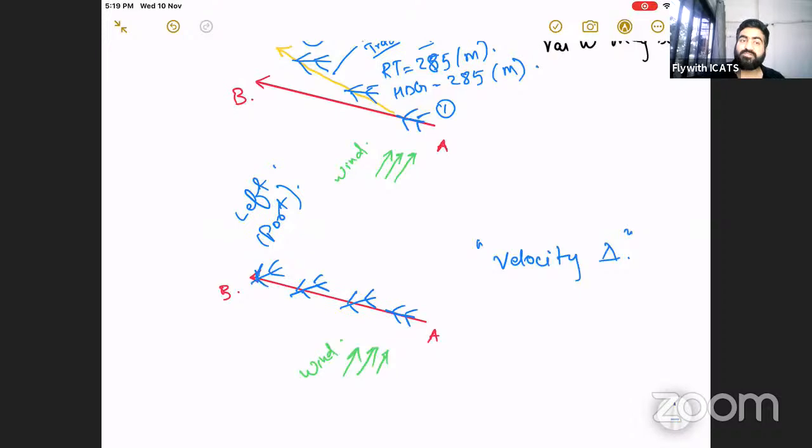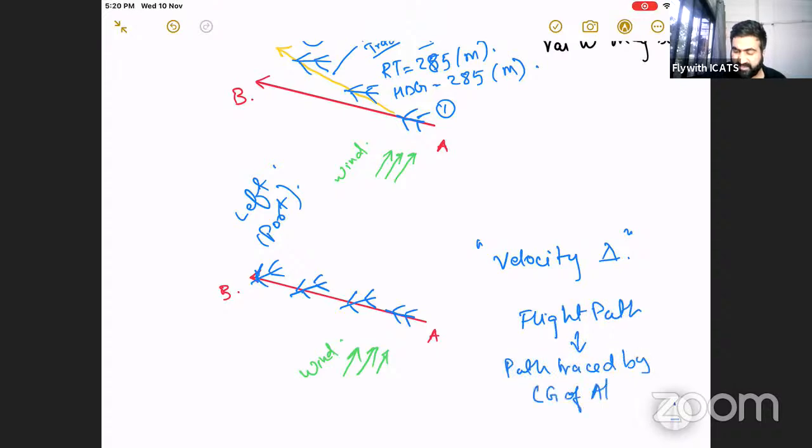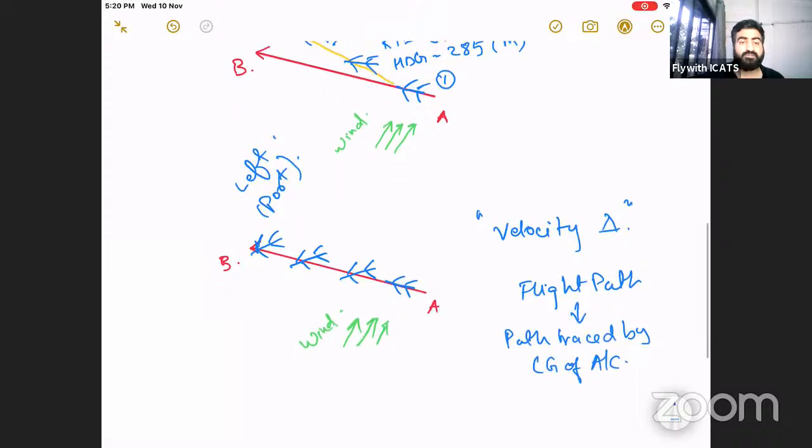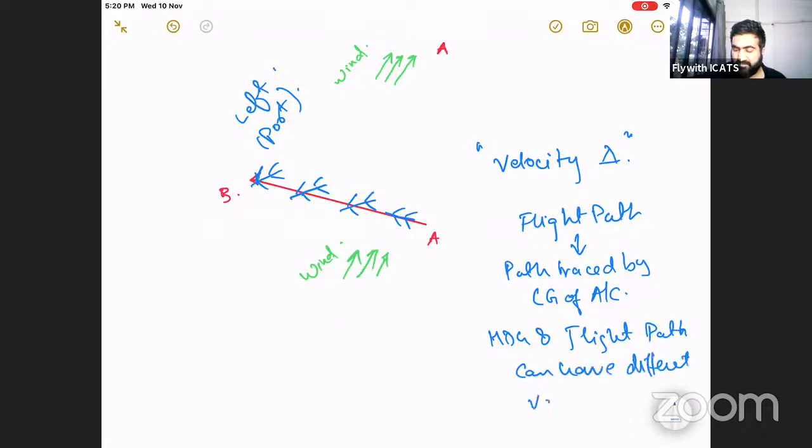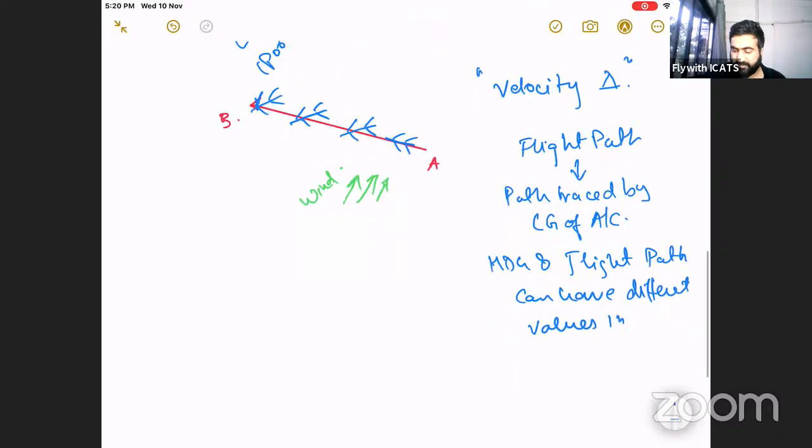So this path that we talk about is known as flight path. And flight path is the path traced by the CG of the aircraft, the center of gravity of the aircraft, not necessarily the heading. Heading and flight path can have different values in wind conditions.